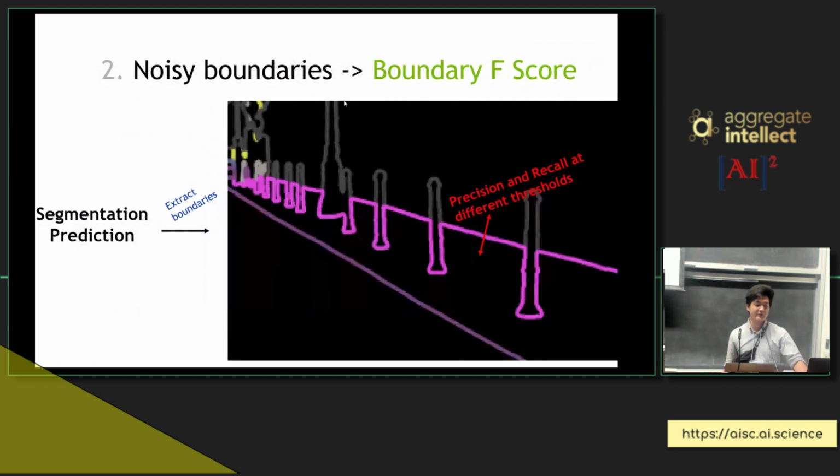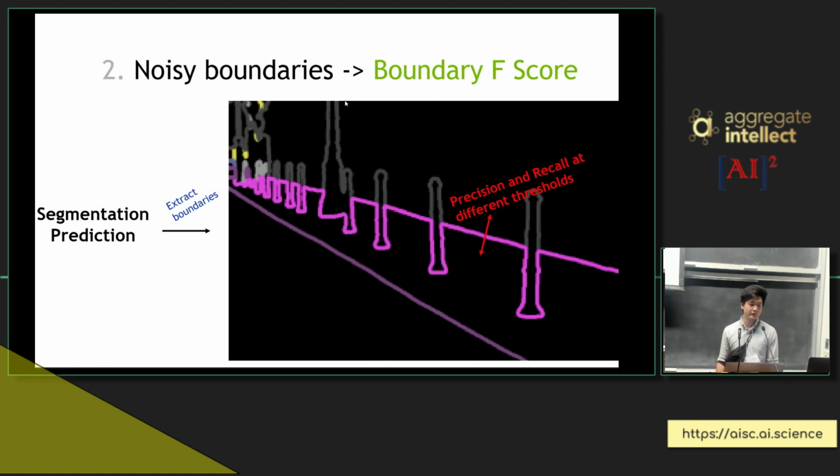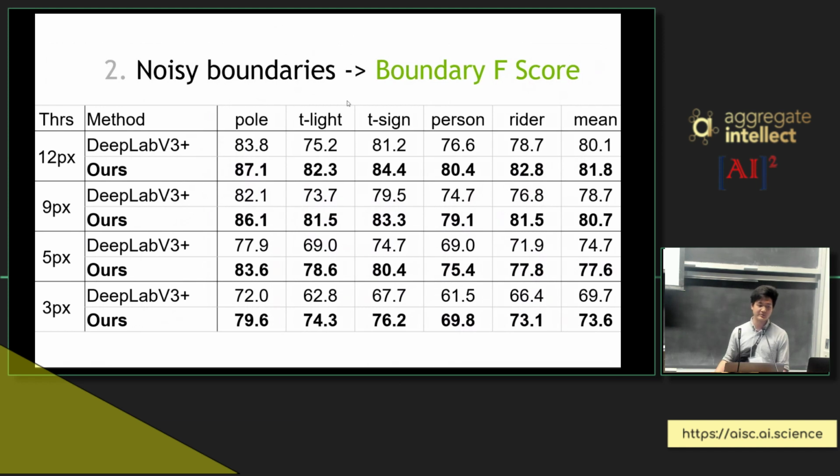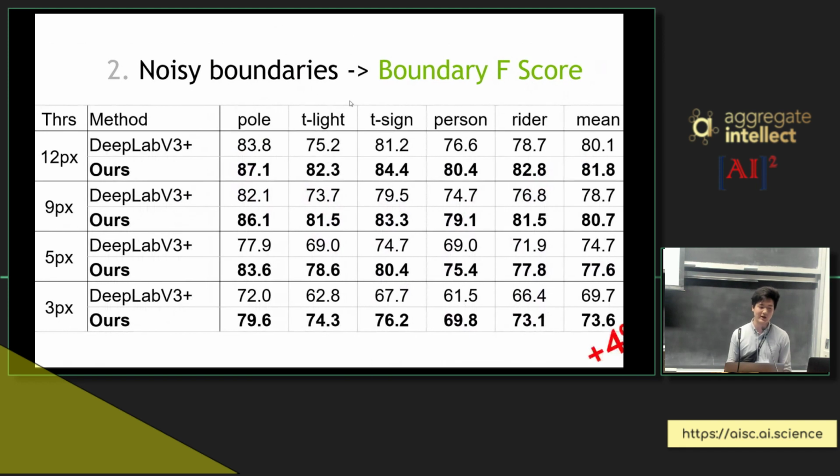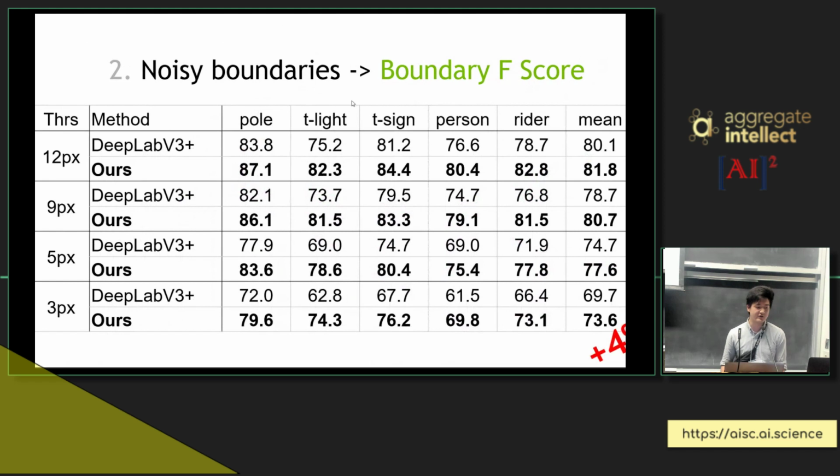Second, we also have the boundary evaluation. We compute this by first converting our semantic segmentation predictions to an edge map, and then comparing against ground truth edges using precision and recall per class. We also evaluate this at different thresholds, which gives different slack in the evaluation process. We see here that at the strictest regime at 3 pixels, we get close to a 4% upgrade. This also means that our boundaries are in fact much better aligned than DeepLab's.